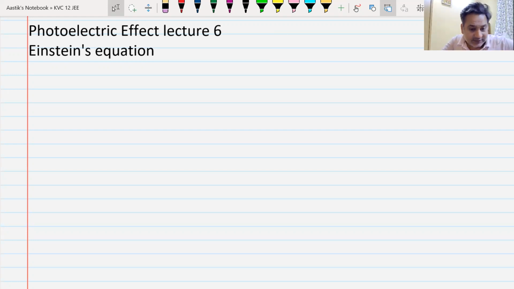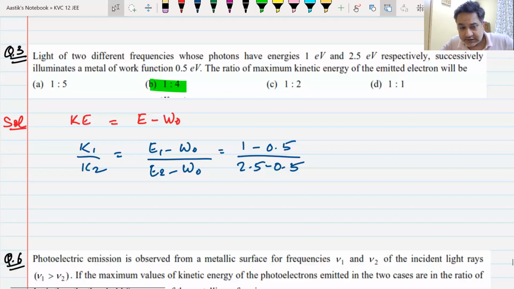In the last class, we had already seen the important things about the photoelectric effect, and we were solving problems based on Einstein's equation. We will continue this, and I know that you are going to get problems from this topic in your JEE Main. So we will also do some problems from previous year papers so that you understand what types of problems have come in the exam. We'll start with this one.